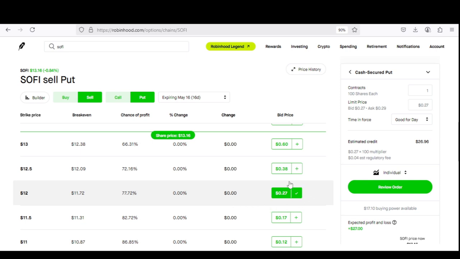Now, hear me out right here. Always try your best not to focus on the monetary value that you're receiving. In this case, it's going to be 27 cents. What you try to do is try to get a percentage value. Now, if you were to divide your $27 by your $1,200 that you leave as collateral, you will see that you're actually going to be getting around a 2% income. A 2% gain is a pretty decent gain.